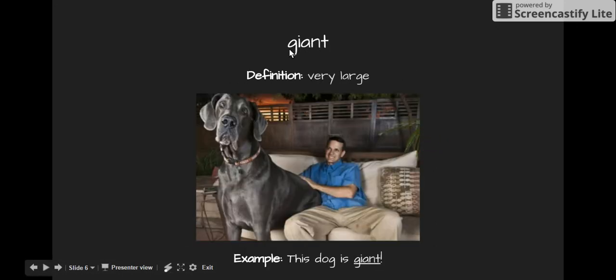Giant is our next one. I have a G-I, so that's my soft G sound. It's not going to say G, it's going to say J because it's next to an I. Giant. If something is giant, it is very large. I put for my example, this dog is giant, and he is huge. I have an exclamation point at the end there because I'm very excited at how big he is. You could be describing animals, people, items, anything that is very, very big.